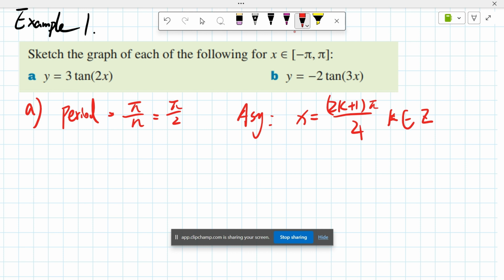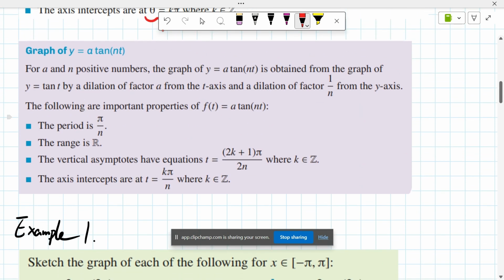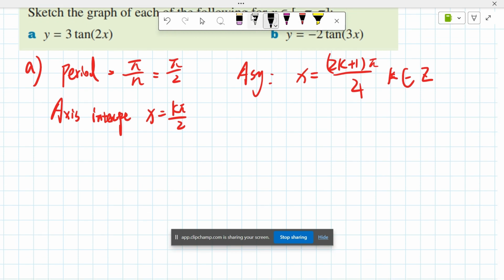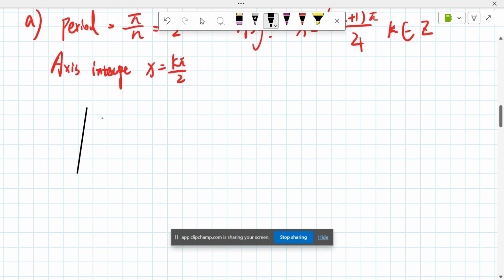And your axis intercept will be x equals k pi over 2. So this is why we need to know this and that. Okay, so be aware. Then what we're going to do is sketch our graph with x and y values.